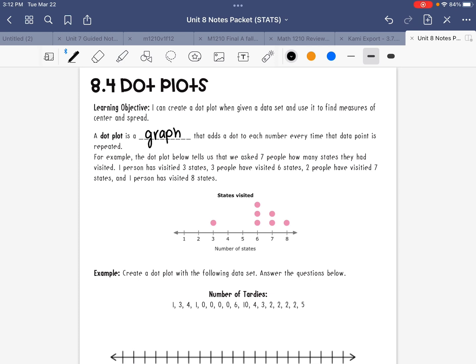is repeated. So for example, the dot plot below tells us that we asked 7 people how many states they had visited. We know that because there are 1, 2, 3, 4, 5, 6, 7 dots. So that means that 7 data points were collected, or that we asked 7 people. So one person had visited 3 states. We know that because this is the number of states and there's 1 dot here. 3 people have visited 6 states. 2 people have visited 7 states, and 1 person had visited 8 states.